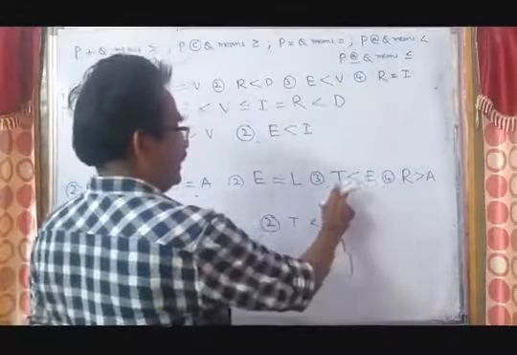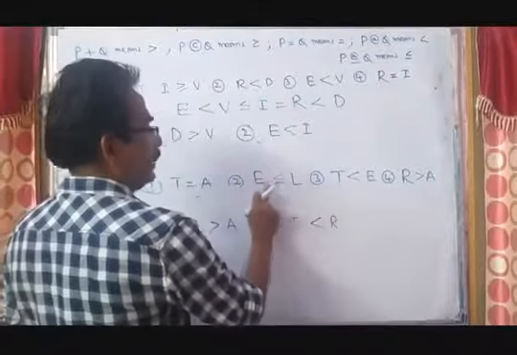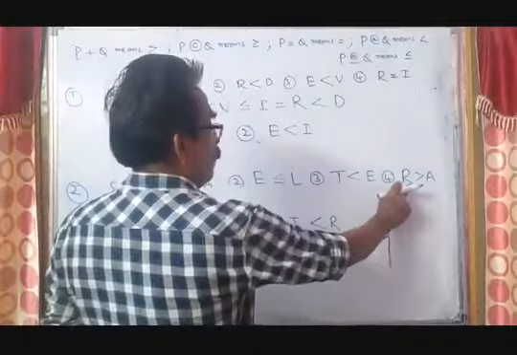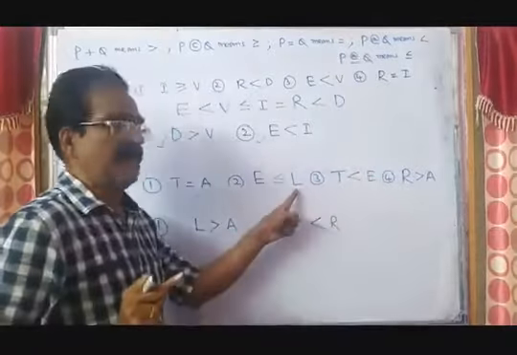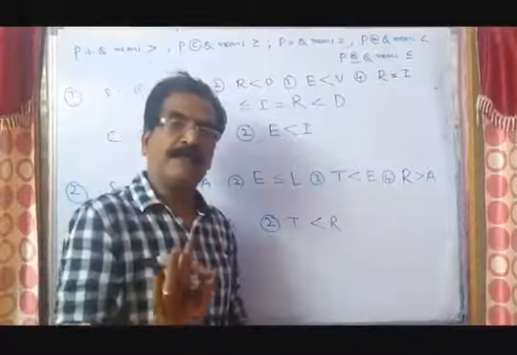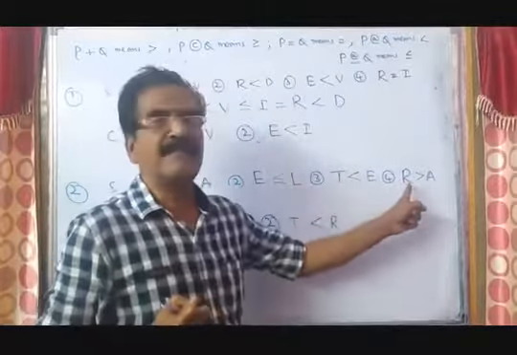We should begin with either L or R. See, two T's are there, two E's are there. So one R is there, one L is there. Only one R and one L. We have to begin with either R or L. Let us begin with R.